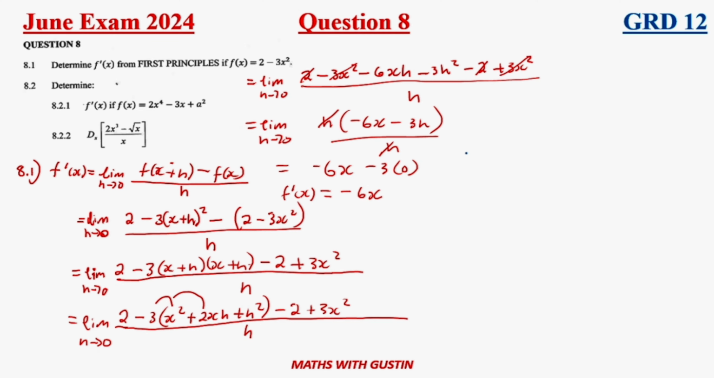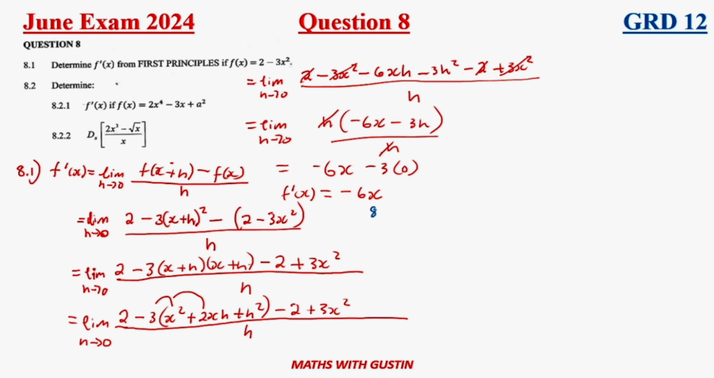Okay, 8.2, we're going to have to do 8.2.1. It says here, find f'(x) when f(x) is equal to 2x to the power of 4 minus 3x plus a squared. In this case, they're just trying to confuse you by writing a squared. You are going to treat it as a constant.